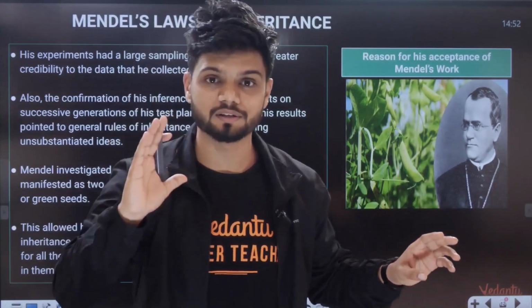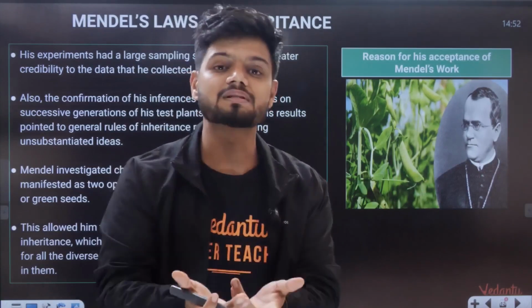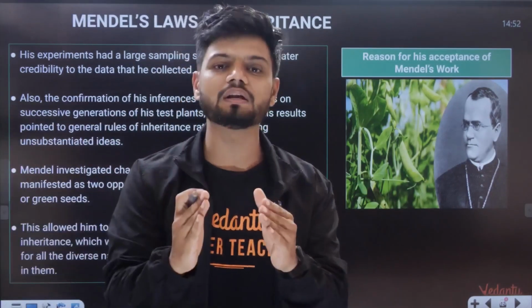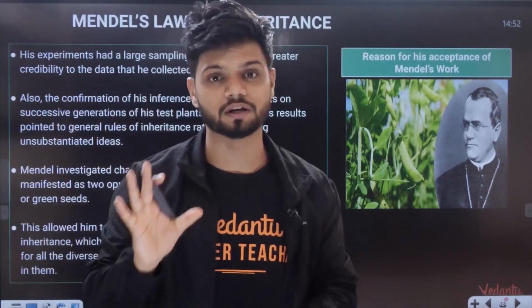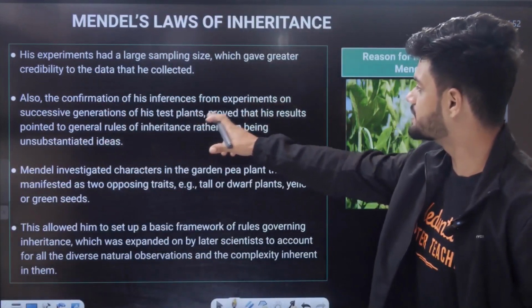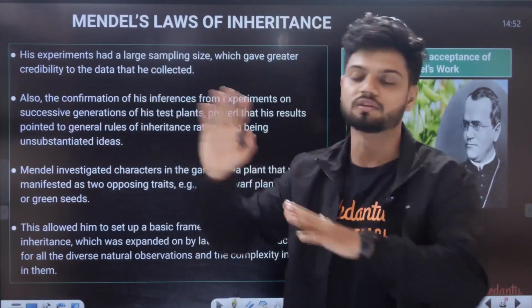Somehow I get a good result, but I can't take that as the final result because I need a large sample size and I need to replicate that work multiple times. Then only my work is final and good work. Now, also confirmation of his inferences from experiments on successive generations, generation after generation, he did the work.